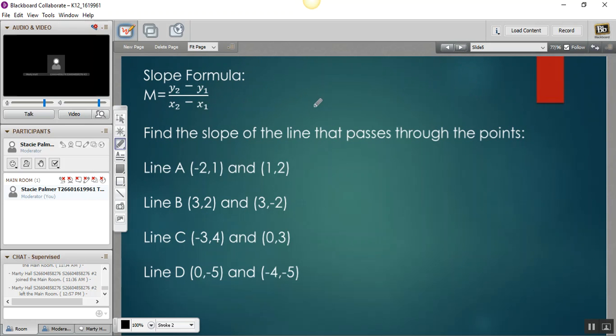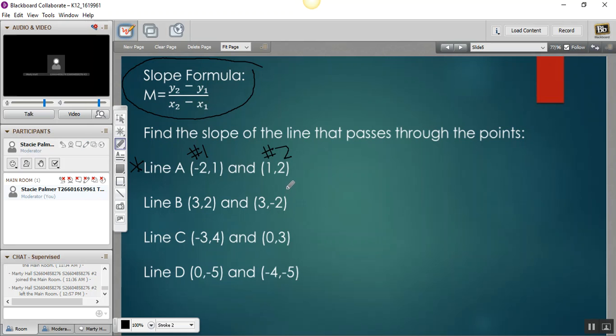Okay, another way to find slope is by using the slope formula. So one way is by graphing and counting. Another way is by using the slope formula. So to use the slope formula, you need to identify 2 points that are on your line. And then you're going to label them as point 1 and point 2. Okay, so this is point number 1. This is point number 2.